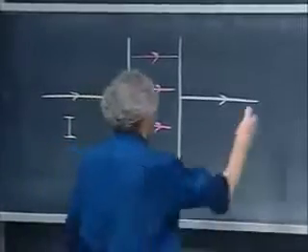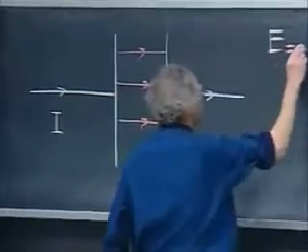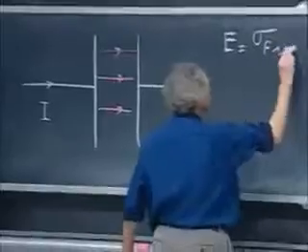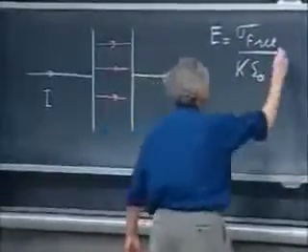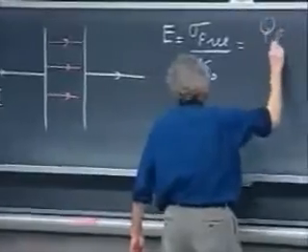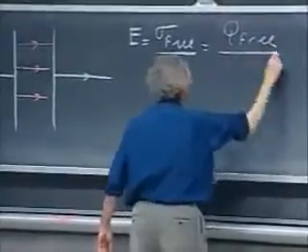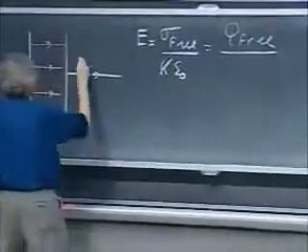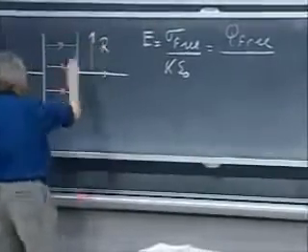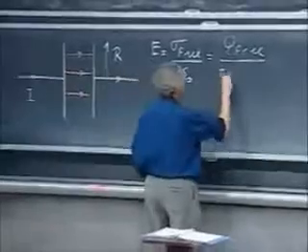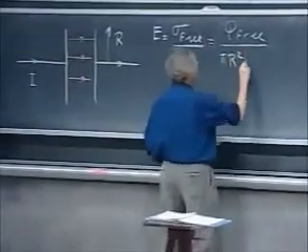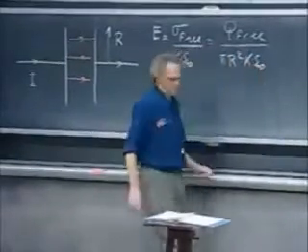The electric field inside the capacitor is sigma free divided by kappa epsilon 0, which is also Q free divided by the area. This is a circular plate capacitor. Capital R is the radius of that capacitor. So we get pi r squared kappa epsilon 0.